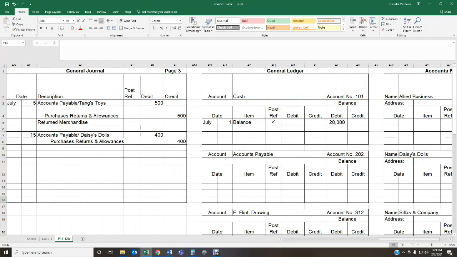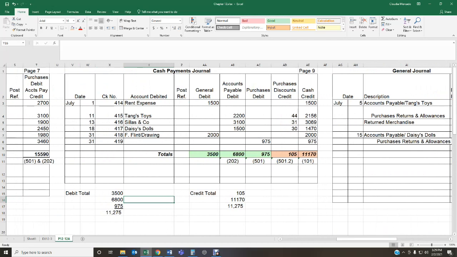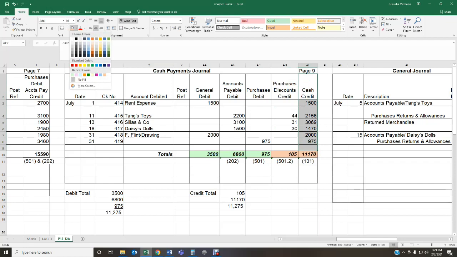Cash. So do we have anything in my general journal that affects cash? No. None of those transactions affect cash. Now let's look at our cash payments journal. Do we have anything that affected cash? Yes, we did. Right here. Cash got credited for several transactions.